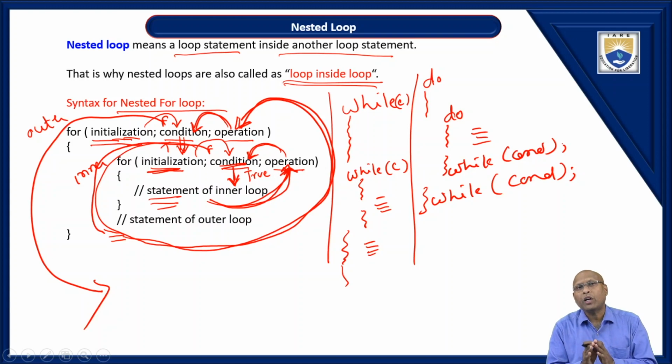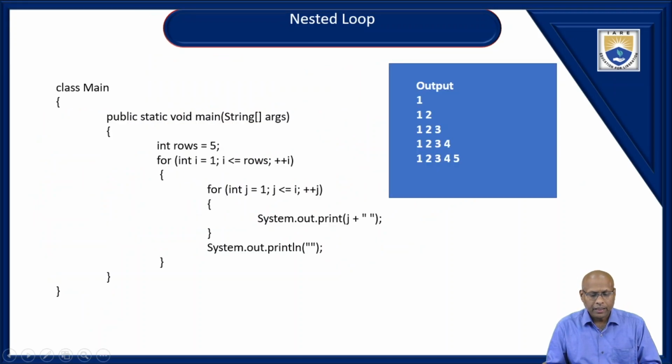So here you should know how the control is flowing. Once you know the control flow, then you can write the program easily. Let us write a small program to print the following pattern using nested loop. Assume your expected output is 1, 1 2, 1 2 3, 1 2 3 4, 1 2 3 4 5.